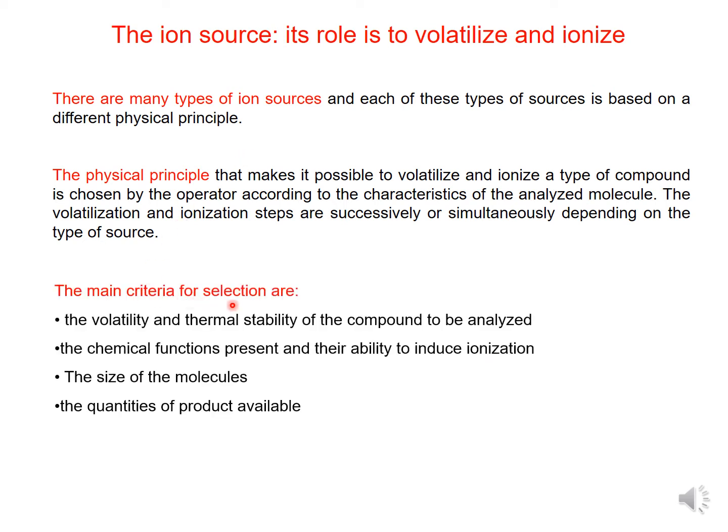The main criteria for selection are, first, you consider your sample, the volatility and the thermal stability of the compound to be analyzed. Of course, you have to check the volatility and the thermal stability because you are going to heat the compound to allow the gas state. The second criterion is the chemical function present and its ability to induce ionization. You need to ionize the compound, so you have to see the nature of your compound, the chemical function, and the properties of your compound to be able to be ionized.